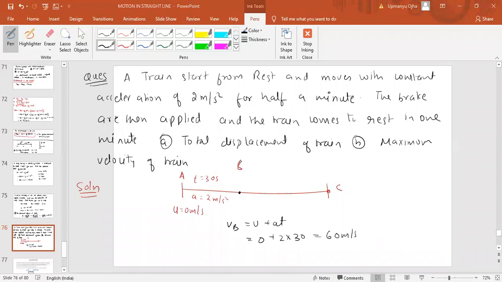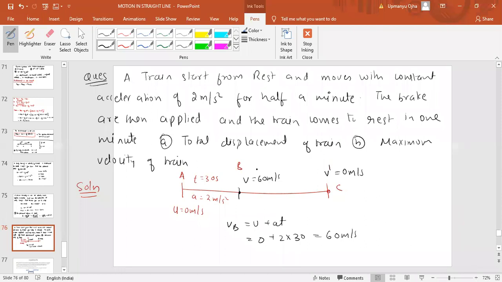Okay. Now when it reaches B, velocity becomes 60 meter per second. That would be the maximum velocity of the train. Why? Because from A to B, it is accelerating, means its speed is increasing. And from B to C, it starts decelerating, means its velocity will decrease only. It will not increase. So the maximum velocity it can attain will be 60 meter per second. Because when it reaches B, from B we are applying the brakes. So when we are applying the brakes, the velocity will decrease. And when it reaches C, velocity becomes 0. So we can say at C, velocity is 0 meter per second because it comes to rest.